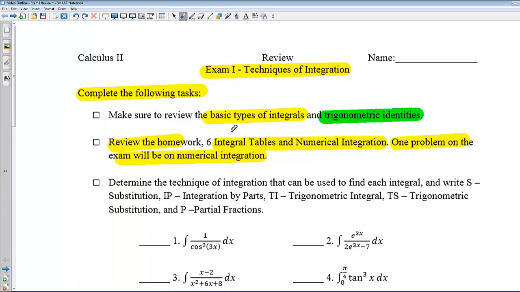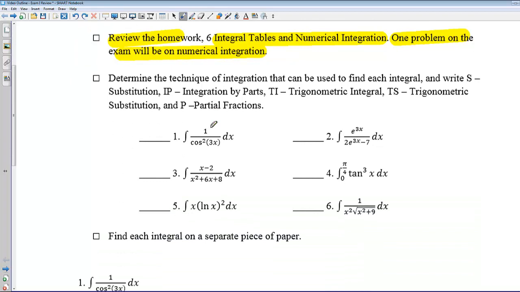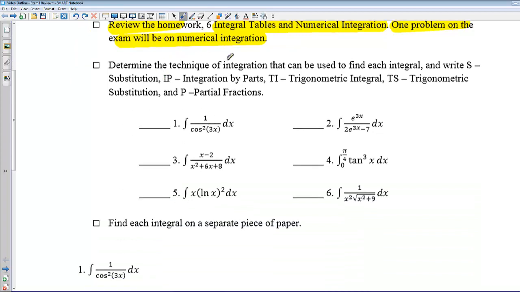Okay, so let's go down here and let's determine the technique of integration that can be used to find each integral. We'll write an S for substitution, an IP for integration by parts, a TI for trig integral, a TS for trig substitution, and a P for partial fractions. So there are some strategies when you want to integrate, like for a trig integral. That's actually pretty easy. You're just looking for an integral that just involves a trigonometric expression. So like this one here, this would definitely be a trig integral.